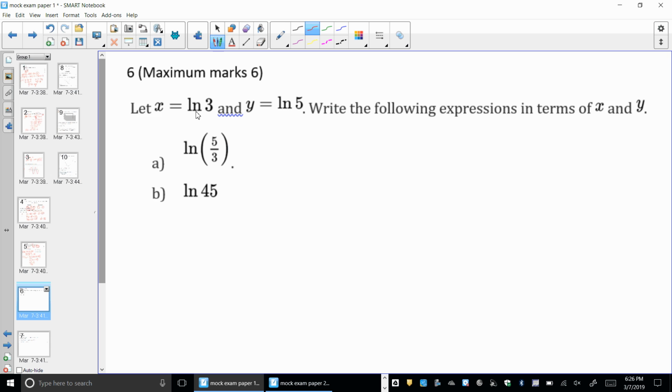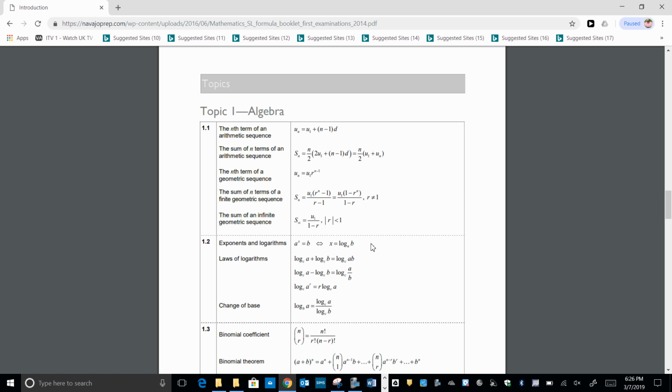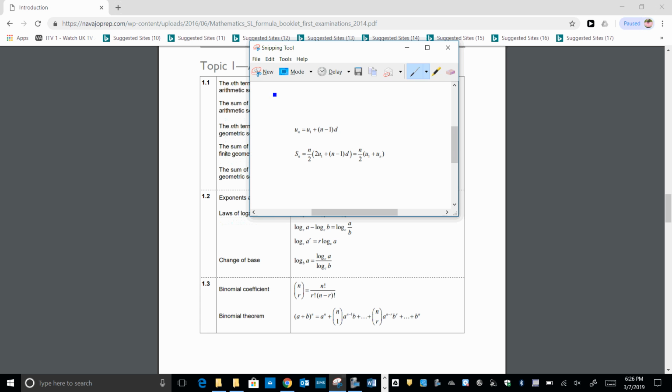Right, so x is ln3 and y is ln5. Write the following expressions in terms of x and y. So ln of 5 over 3. So let's go back to our log.